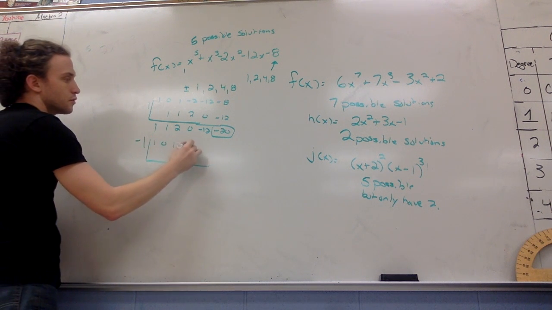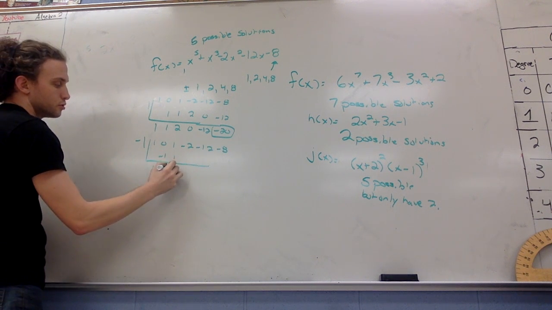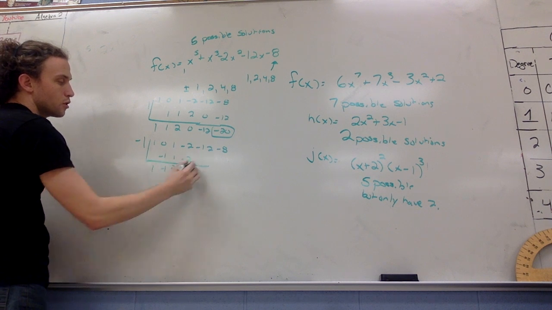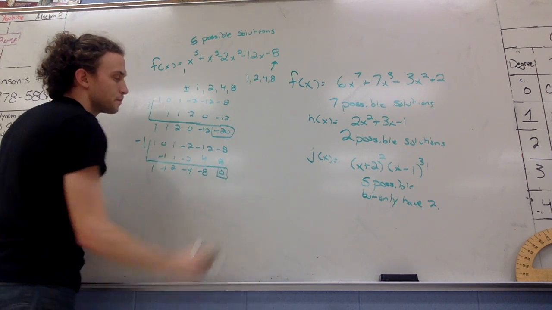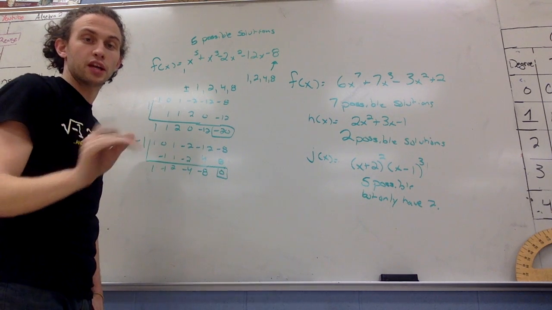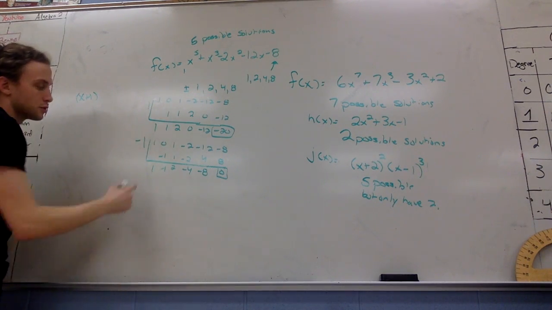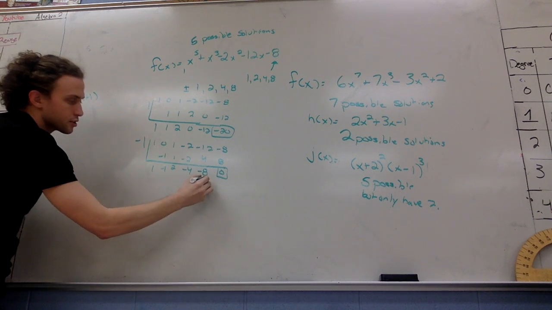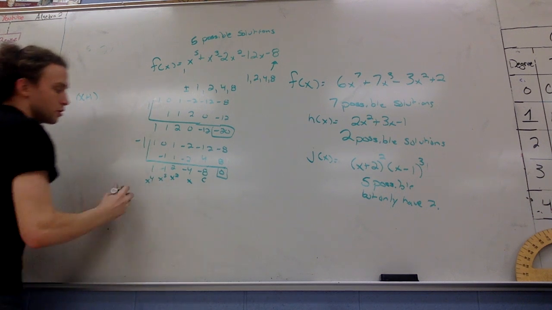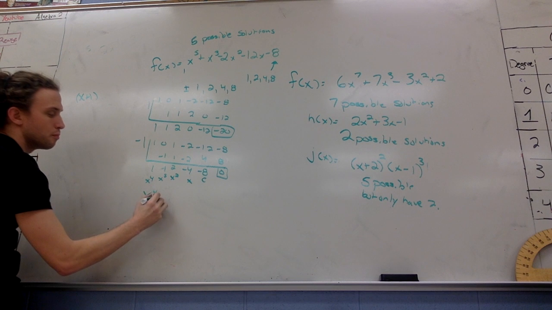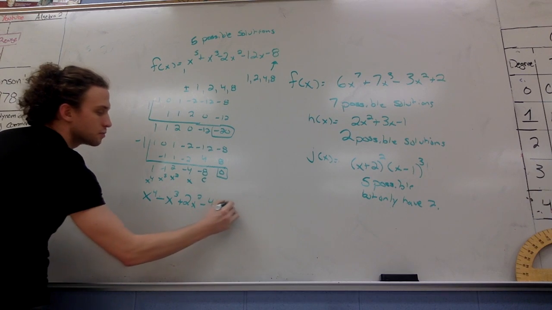We'll try negative 1. 1, 0, 1, negative 2, negative 12, negative 8. 1, negative 1, negative 1, 1, 2, negative 2, negative 4, positive 4, negative 8, positive 8, and 0. Okay. So we know negative 1 is a solution. So I know it's going to be x plus 1 times something. This gives me constant, linear, quadratic, cubic, quartic. So I have x to the 4th minus x cubed plus 2x squared minus 4x minus 8.